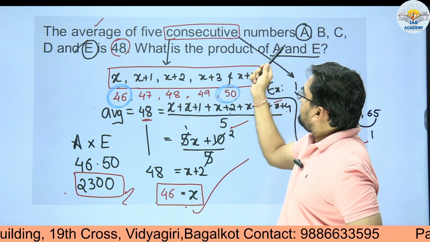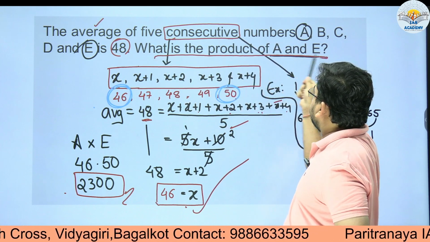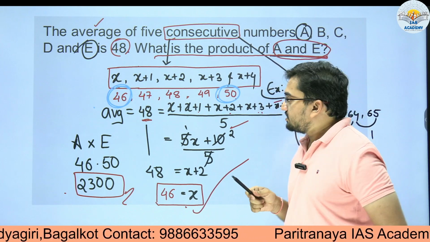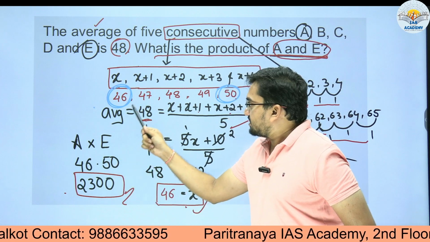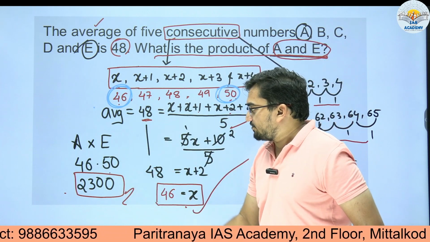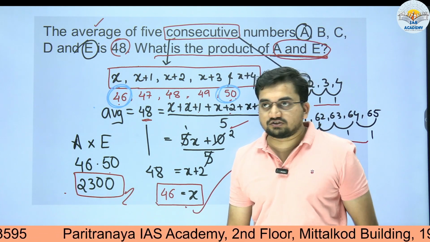Later we were asked what the product of A and E is. From the series, A was the first and E was the last. 46 into 50, that was 2300. I hope you understood this one.